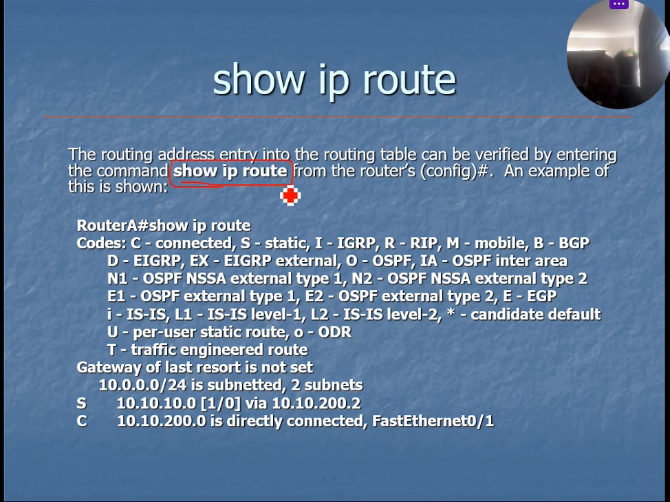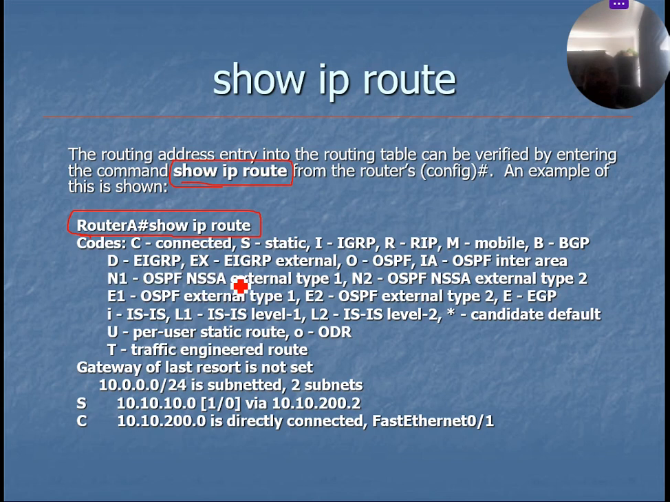Show IP route from the router configuration. Okay, now let's take a look at an example. You say router A hashtag. You must always use hashtag to put it in the privilege mode. So you say router A hashtag show IP route. When you do this, it will display everything that you have configured.